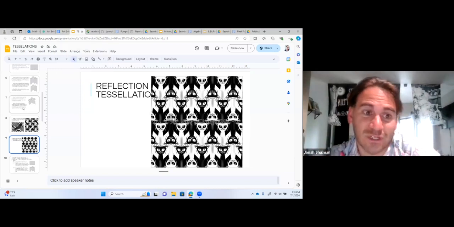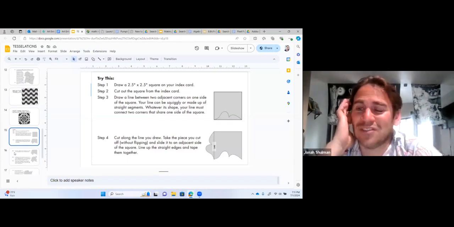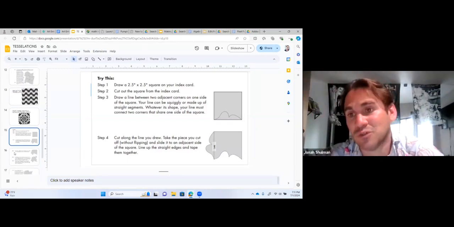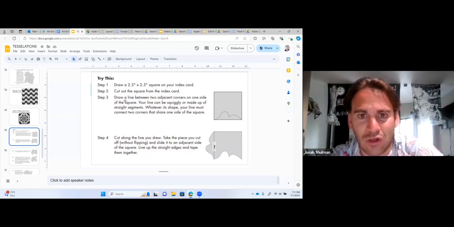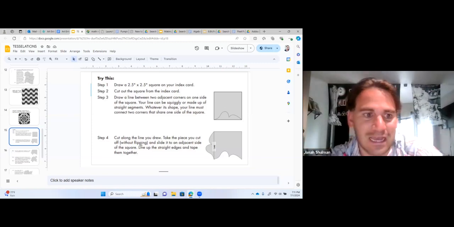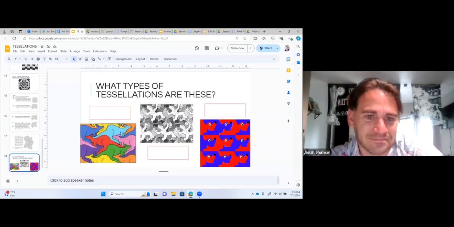Now, I know this is a really young standard to make these images, but it really gets students into using tools, using scissors, cutting, measuring with rulers. They got to draw the square on the index card. They got to cut it out. They've got to make a design, and then they put it together.